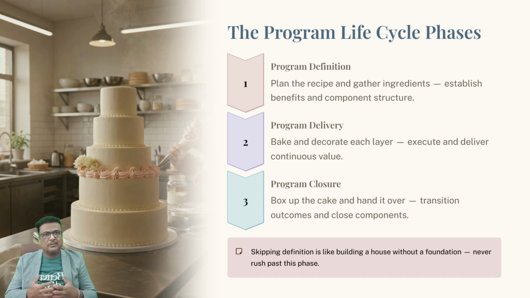In very simple words, think of the program lifecycle like baking a multi-layered wedding cake. First, you plan the recipe and gather your ingredients, that is program definition. Second, you bake and decorate each delicious layer, that is program delivery. And third, you clean up the kitchen, box up the cake, and hand it over to the happy couple, that is program closure. Think of it like this.